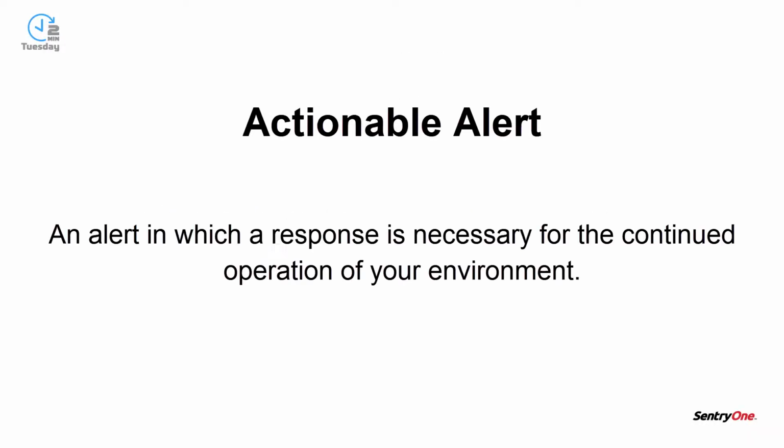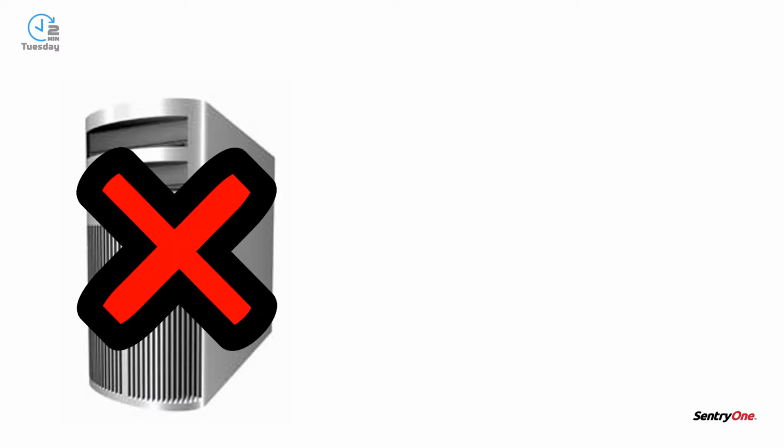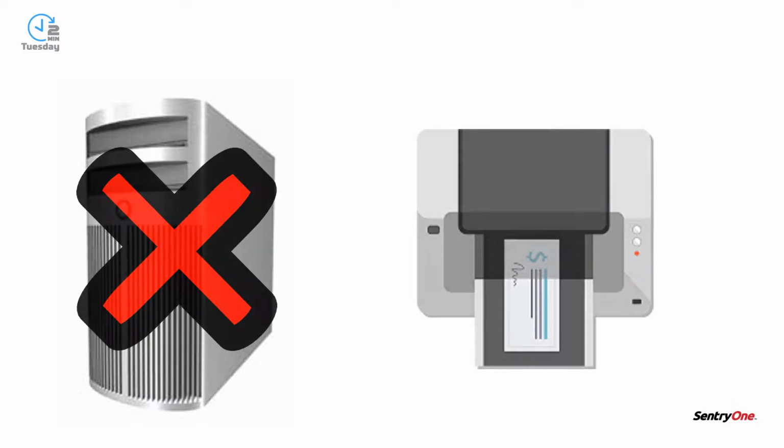An actionable alert is an alert in which a response is necessary for the continued operation of your environment. An example of this might be that your critical payroll server goes offline and you are scheduled to print checks for your vendors and employees.